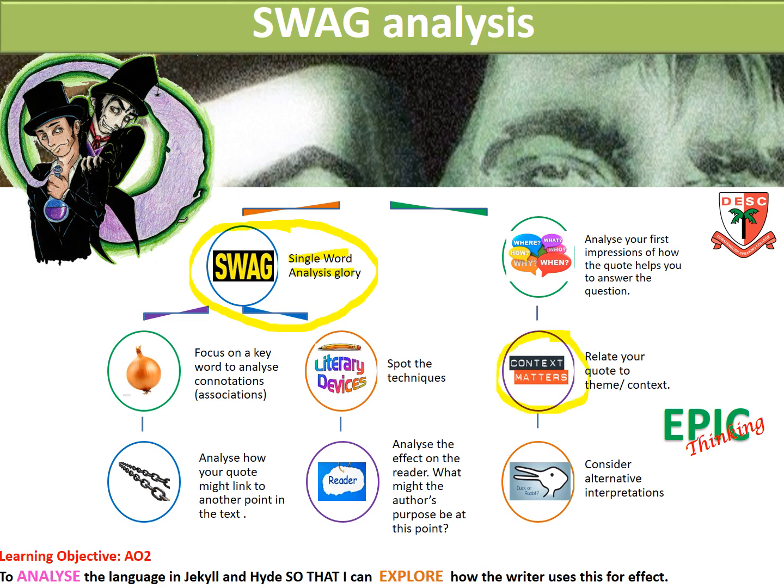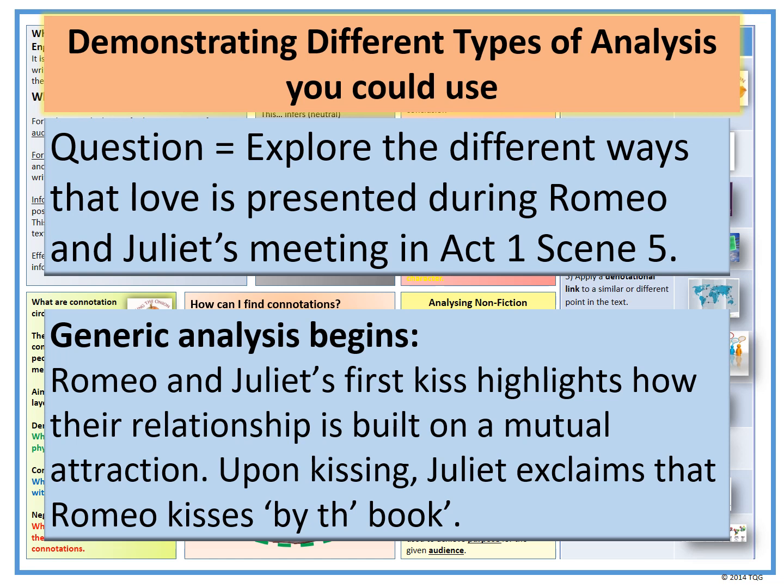So, for example, this context analysis and reader or audience analysis might combine together. So it's not very good, I think, to separate this into a flowchart. So it is with that in mind that we will now use these 10 types of analysis in a slightly different way to analyse a famous quote from Romeo and Juliet. The rough question that we're going to use is explore the different ways that love is presented in Romeo and Juliet's meeting in Act 1, Scene 5.